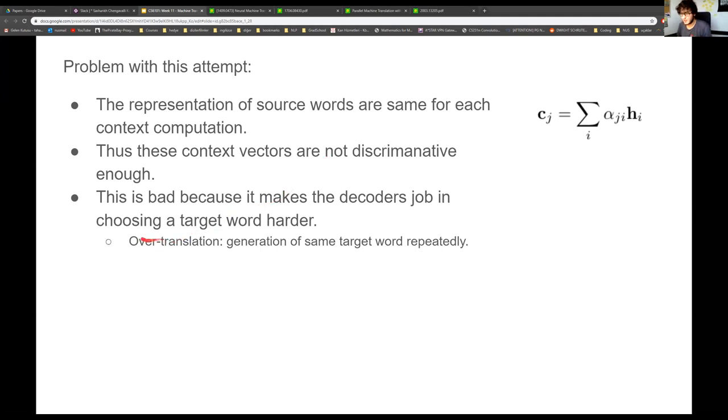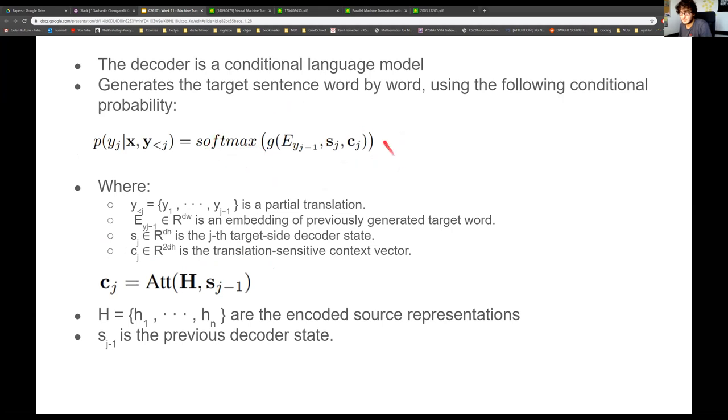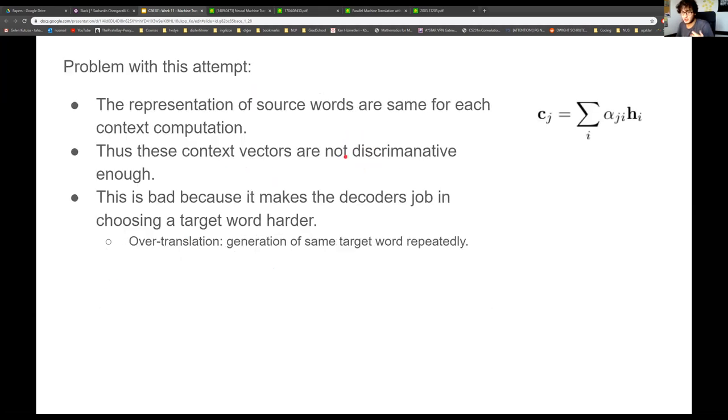This is because of a well-known problem called overtranslation. Overtranslation is when you feed the equation here the same context vector each time, and your decoder tends to generate the same target word repeatedly for different iterations, right? I'm going kind of fast, but if you have any questions, you can just interrupt me and ask. So please do so if you have. I'll just keep going for now.